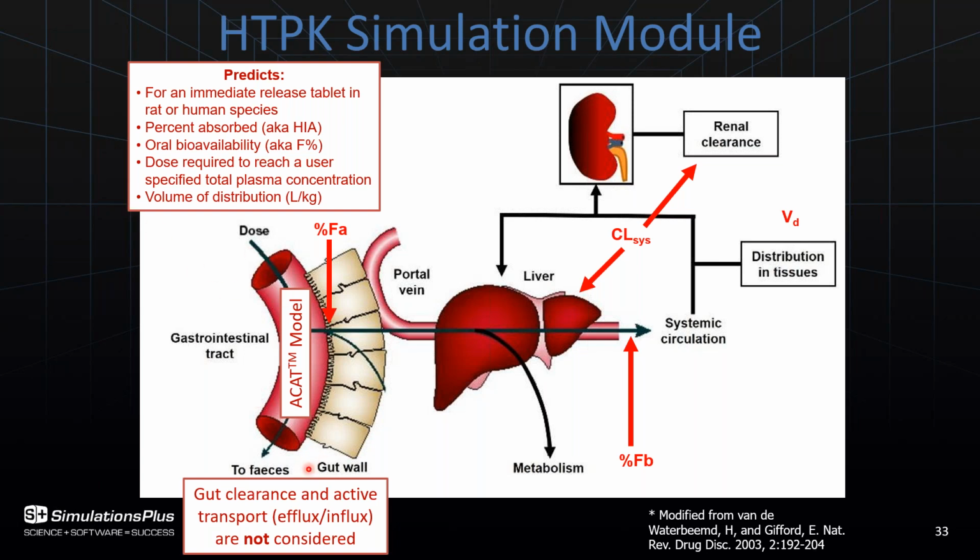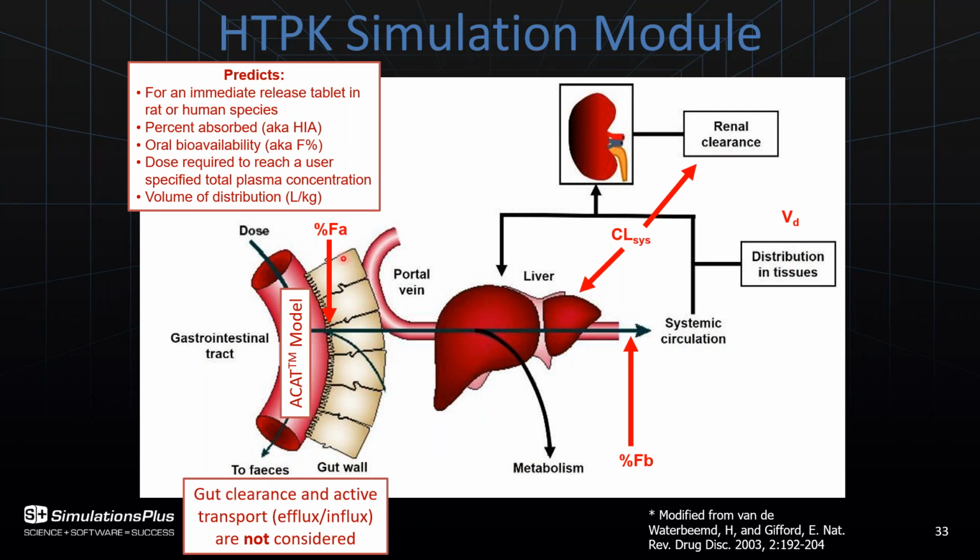Now we have a similar dose as I described in one of the earlier slides, and we use our GastroPlus ACAT model to simulate the transit along the gut wall, or excuse me, along the GI tract, and I'll show that in the next slide. Now, we're creating fairly simple models.